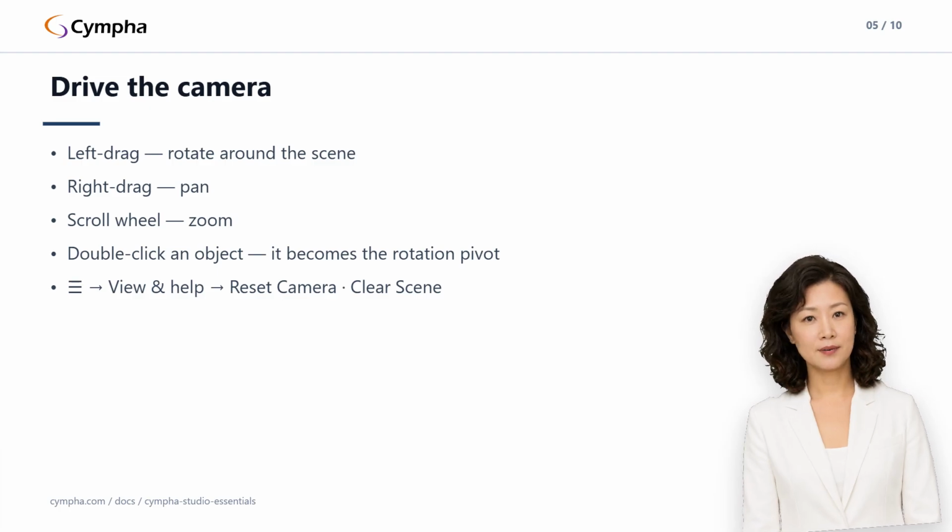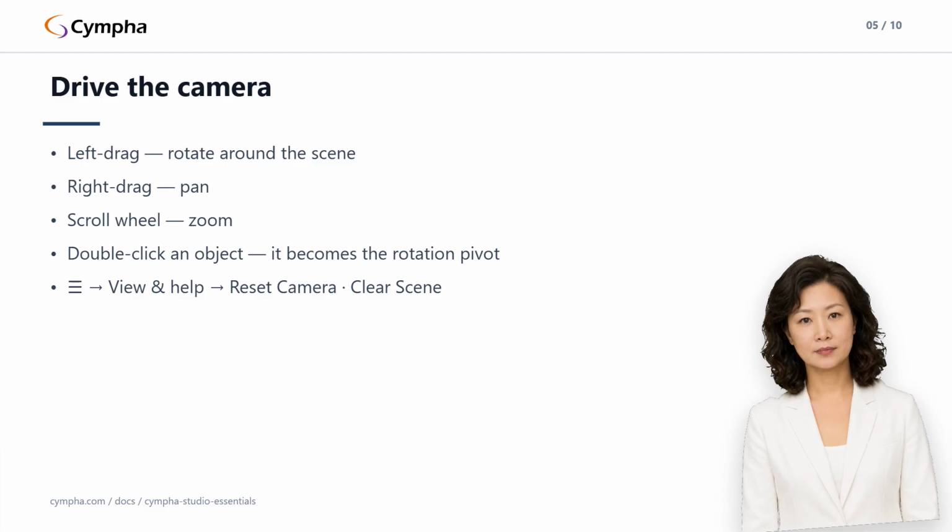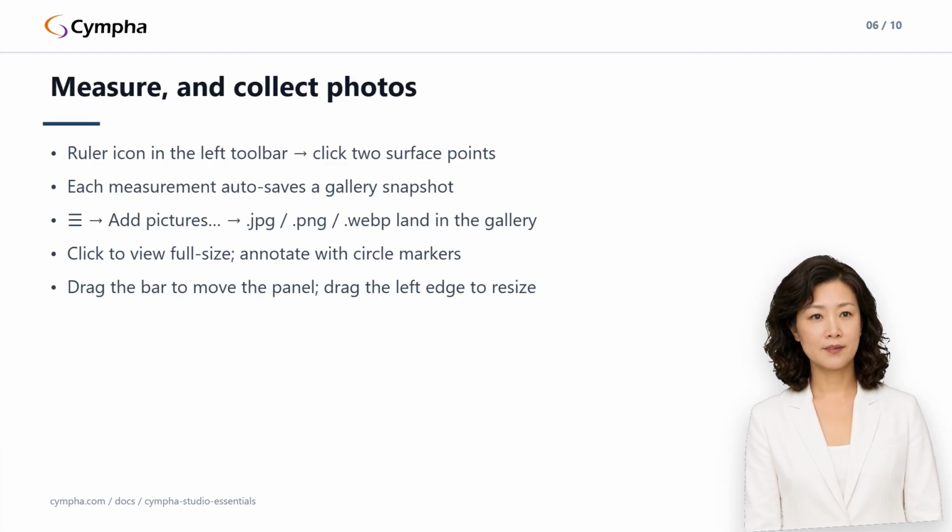Reset camera brings you back to a sane framing when you've rotated yourself into confusion. No shame in it. Everyone uses it constantly. And clear scene wipes everything loaded, so you can start over. That's the entire navigation model, 4 gestures and 2 menu items.